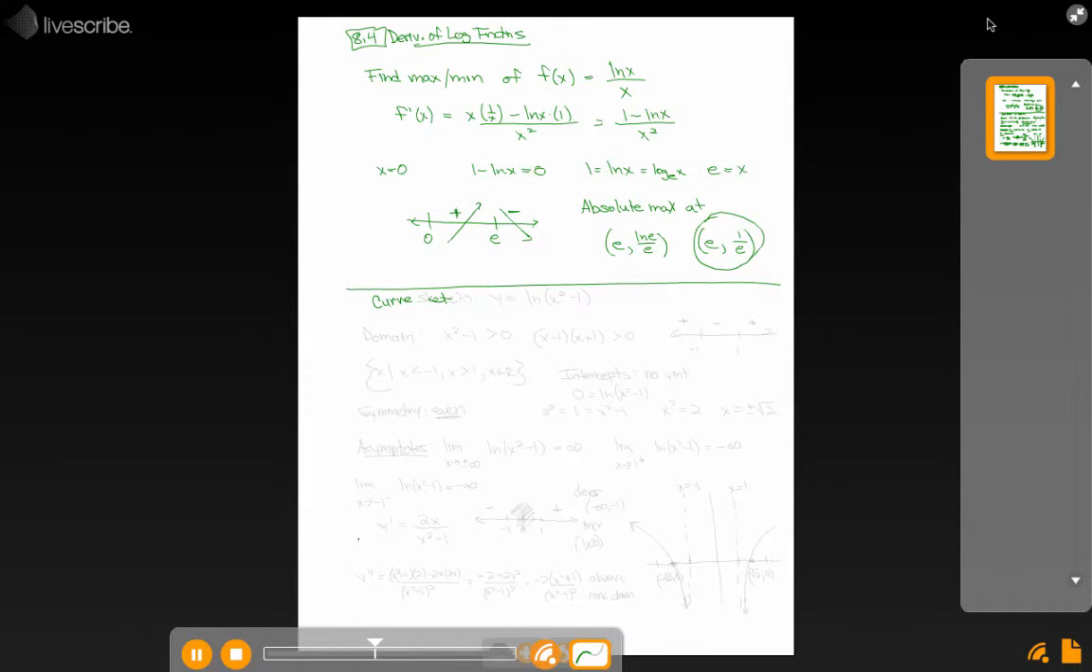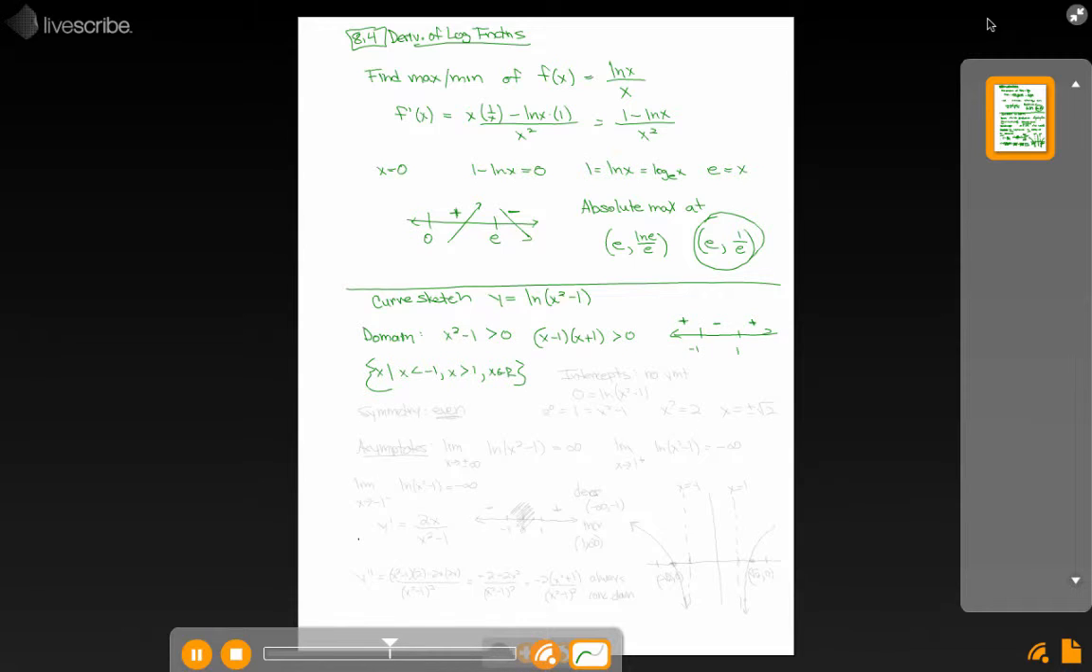Now the second example I want to do is a curve sketching example. I want to do the curve sketch for y equals the natural log of x squared minus 1. So we would want to do all the usual, the domain, the intercepts, the symmetry, etc. So I'll do a little bit of that on pause so that this video doesn't end up 15 minutes long.